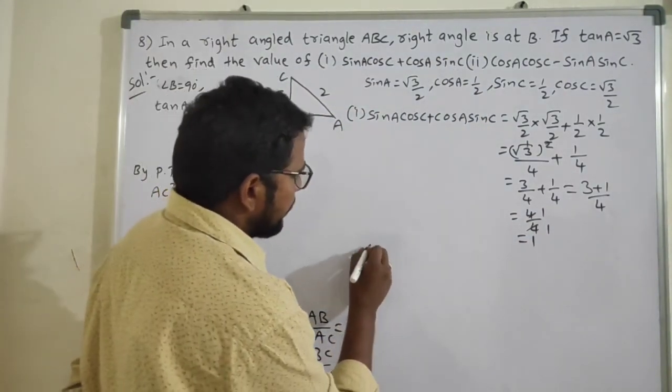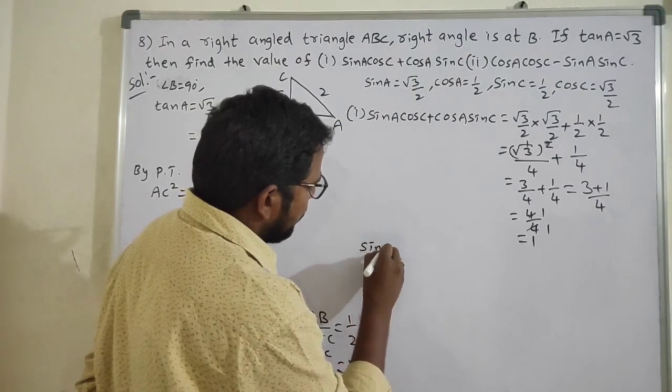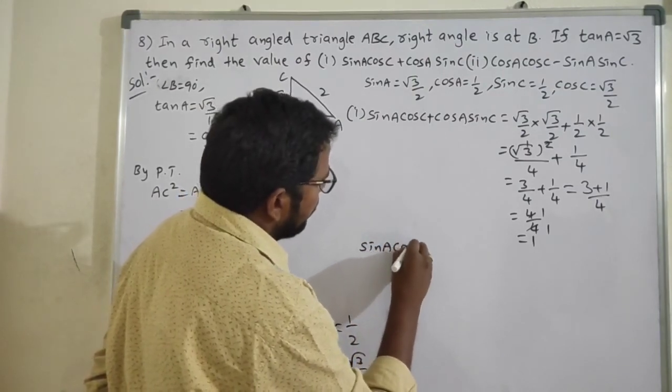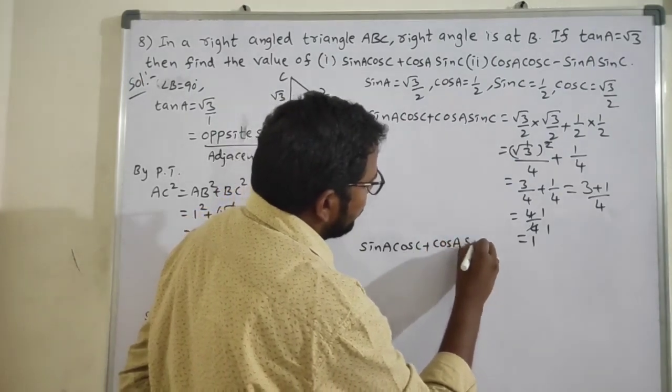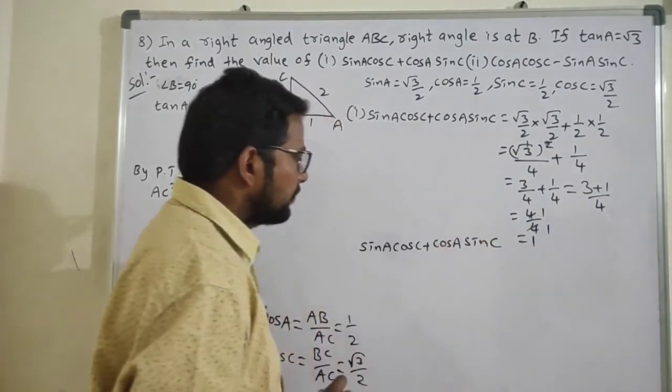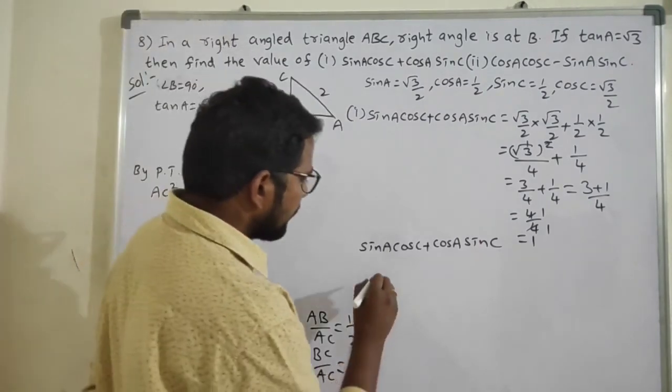So sin A cos C plus cos A sin C is equal to 1. This is the first one.